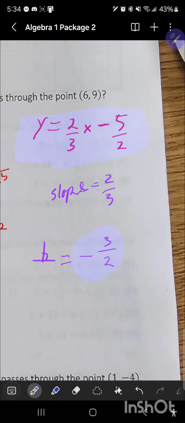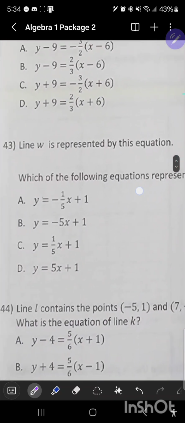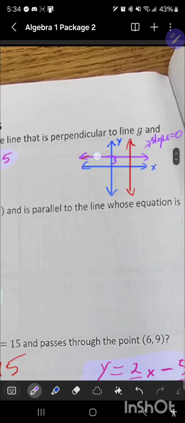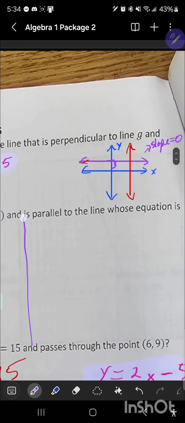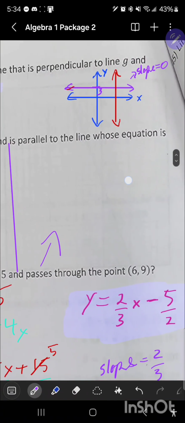Now we want an equation that passes through that point. We use the same formula we have been using. I'm going to write it here because I took too much space writing this.